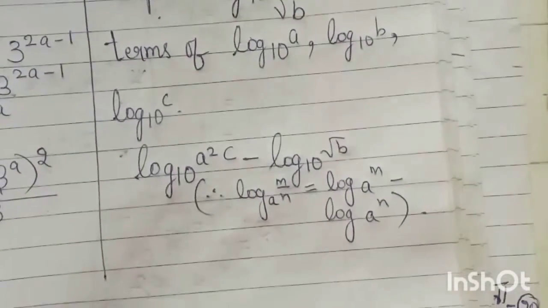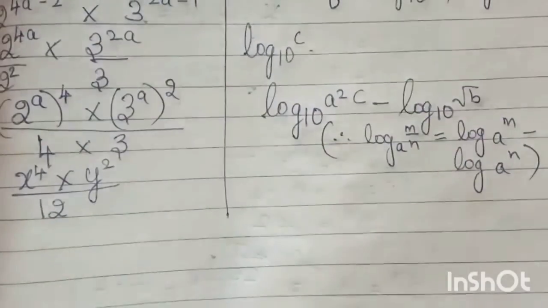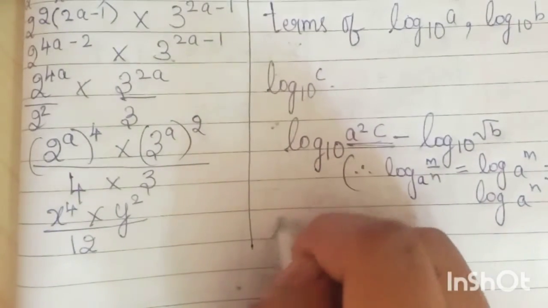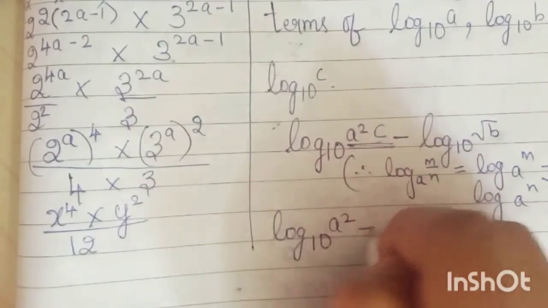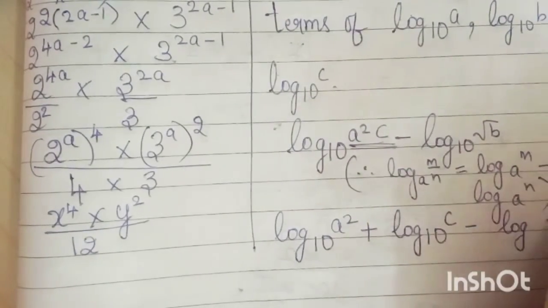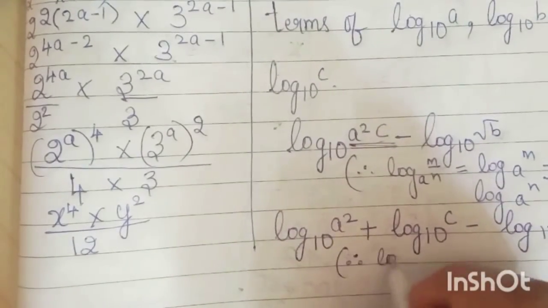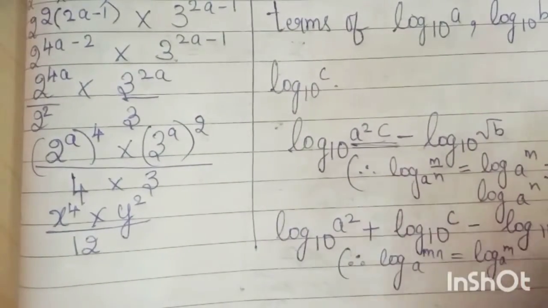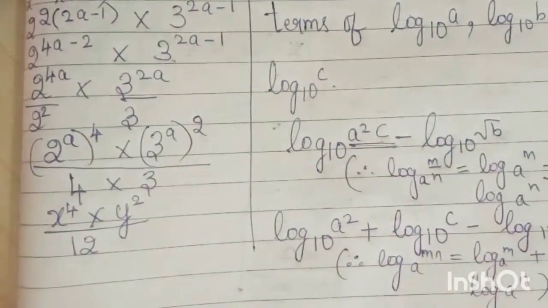Okay. Now the second step is, you can still expand this, okay, this is in multiplication, right? So log a square to the base 10 plus log c to the base 10 minus log root b to the base 10. Why did I do this? Because log m into n to the base a is equal to log m to the base a plus log n to the base a. Okay. Now look here.